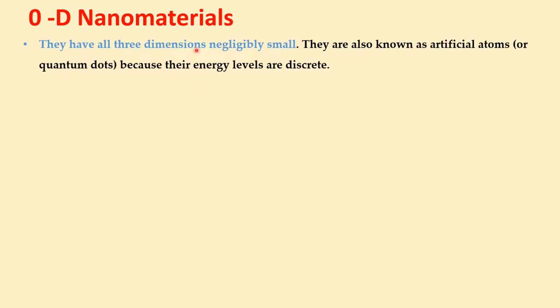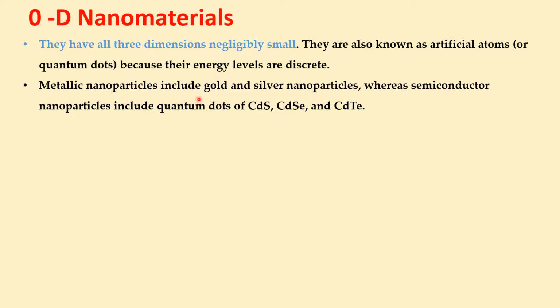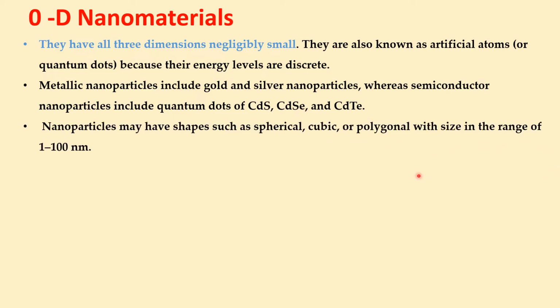So 0 dimension nanomaterials are those materials that have all the 3 dimensions negligibly small, means they are in nanometer range, and they are also known as artificial atoms or quantum dots because their energy levels are discrete. So we will discuss it later, that the energy levels of 0 dimension nanomaterials are discrete. And metallic nanoparticles like gold or silver, or some semiconductor nanoparticles like cadmium sulfide or cadmium selenide, these are quantum dots. They are 0 dimensions.